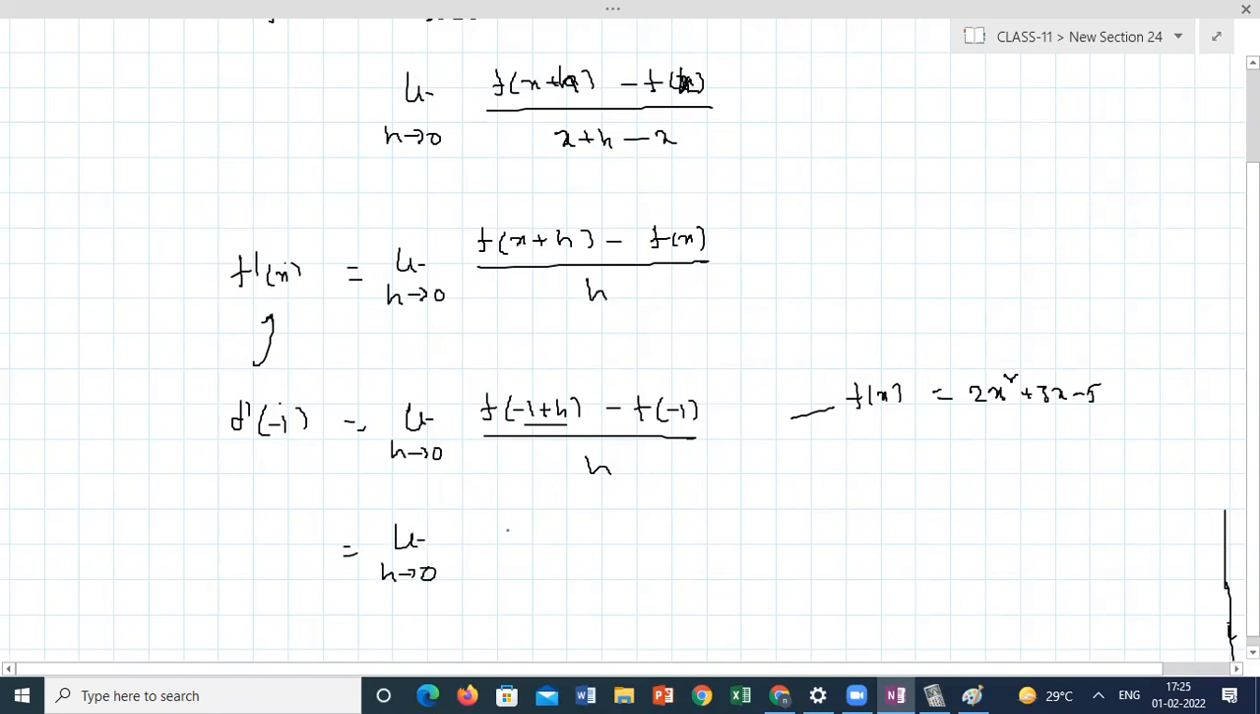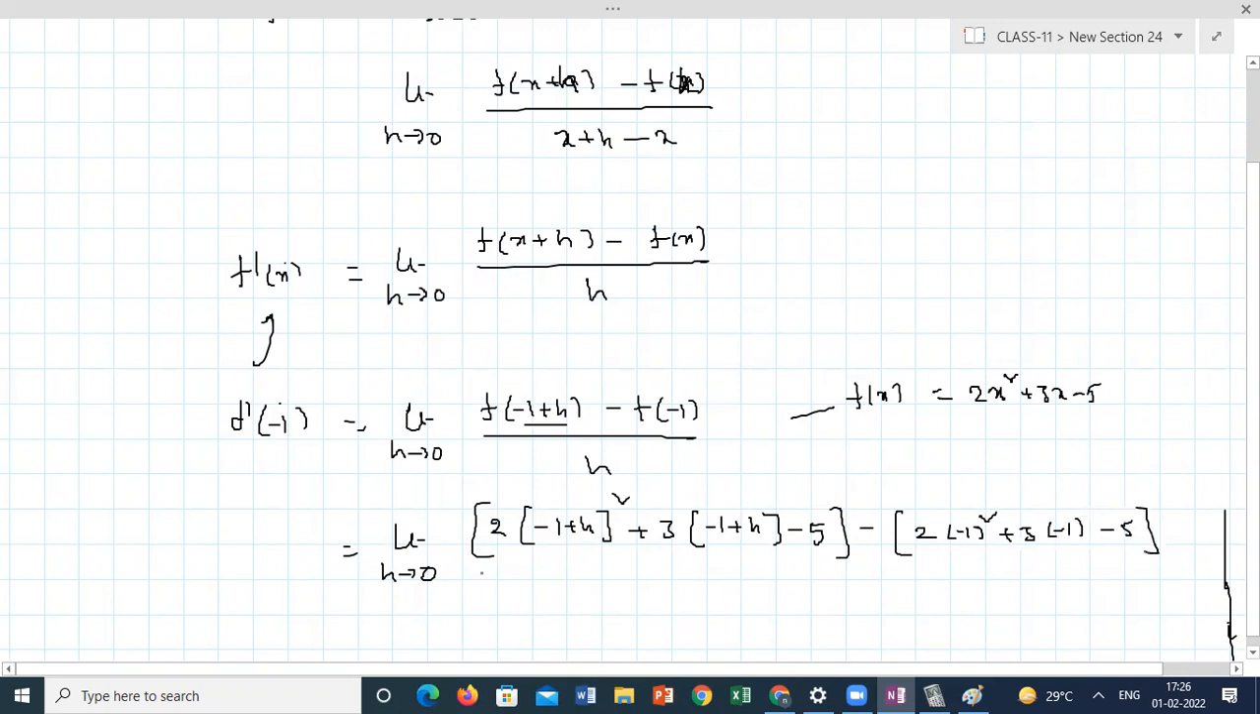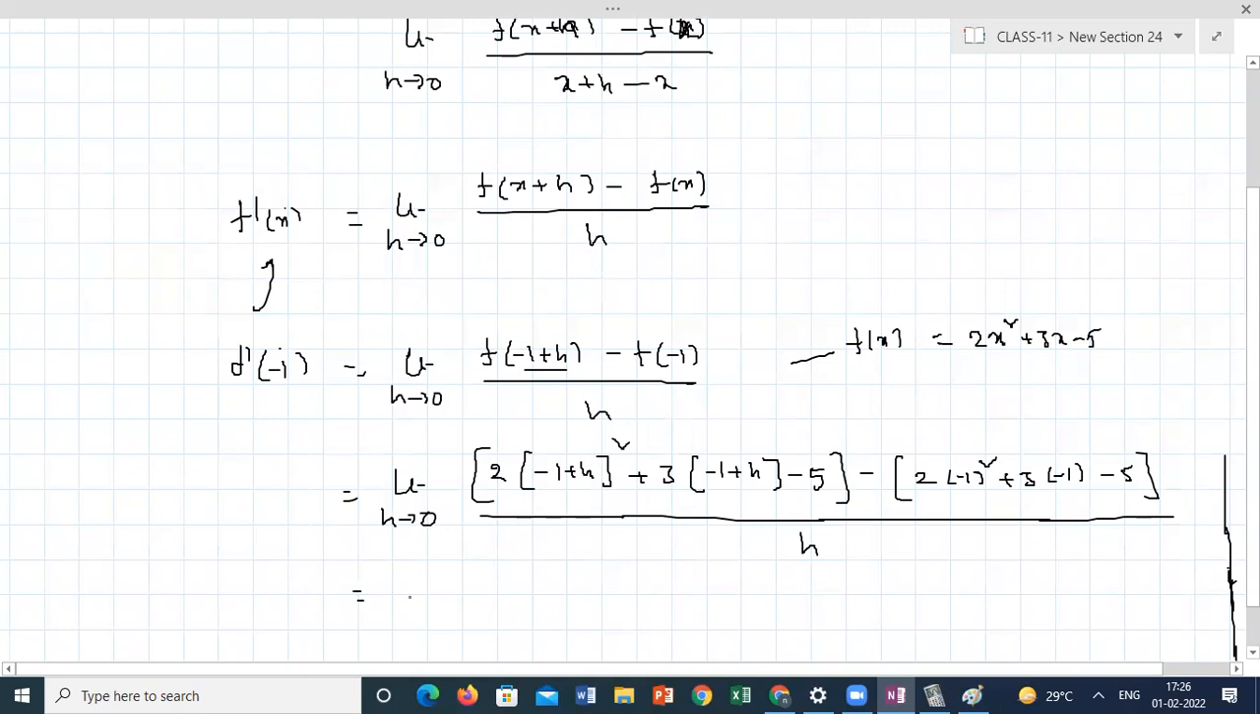Now are you clear? What does that step say? 2 of minus 1 plus h whole square plus 3 into minus 1 plus h minus 5, minus 2 of minus 1 whole square plus 3 of minus 1 minus 5, divided by h. If we expand and cancel certain things, finally after substituting h is equal to 0, I'm getting minus 1 as the answer. Are you clear now, Nitish? Yeah.